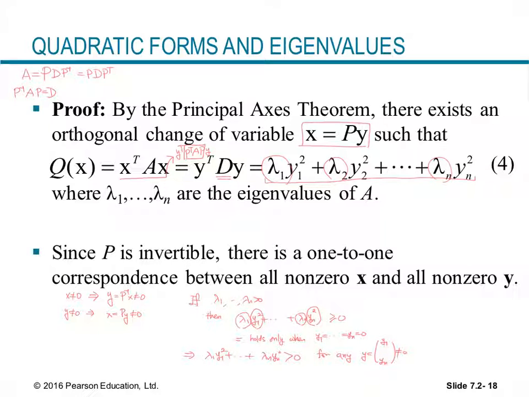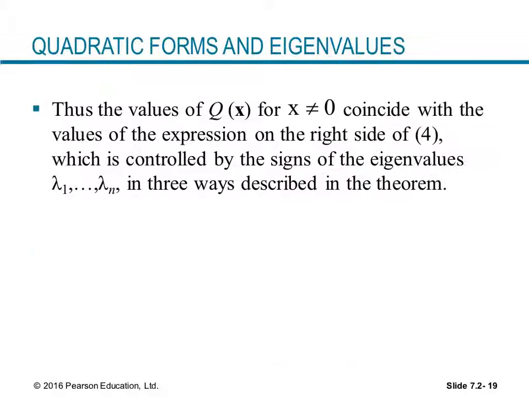So that means the first statement holds: if Q(x) is positive definite, then the eigenvalues will be positive, and the converse is also satisfied. In a similar pattern, Q(x) will be negative definite if all the eigenvalues are negative, and the proof is similar. Okay. So the values of the quadratic form Q(x) for non-zero x vector are determined by the eigenvalues lambda 1 up to lambda n. Okay, and the proof is completed.